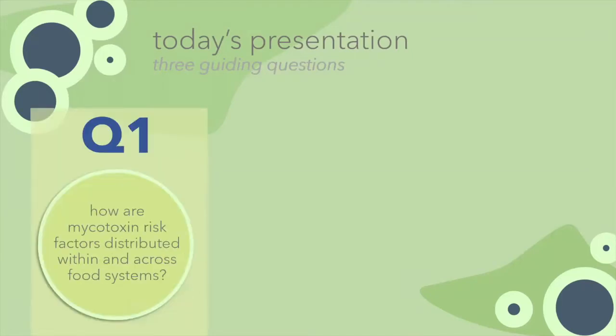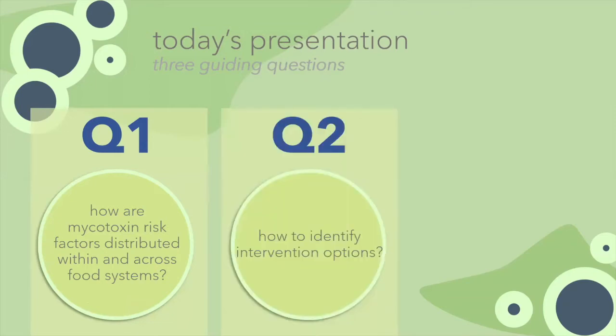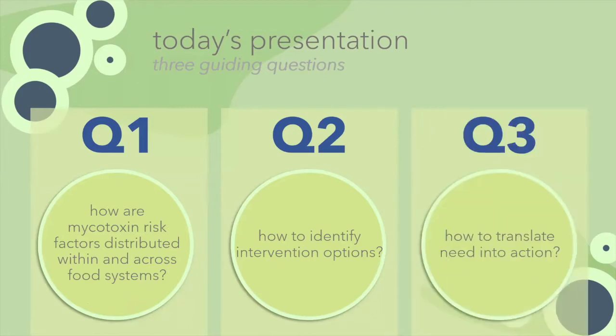Firstly, I'll be asking, how are mycotoxin risk factors distributed within and across food systems? And secondly, how do you identify intervention options based on those risk factors that are appropriate for meeting local needs? And thirdly, once you've identified localities that are vulnerable to mycotoxin contamination, how do you translate identified need into meaningful actions that can result in safer, sustainable food systems?